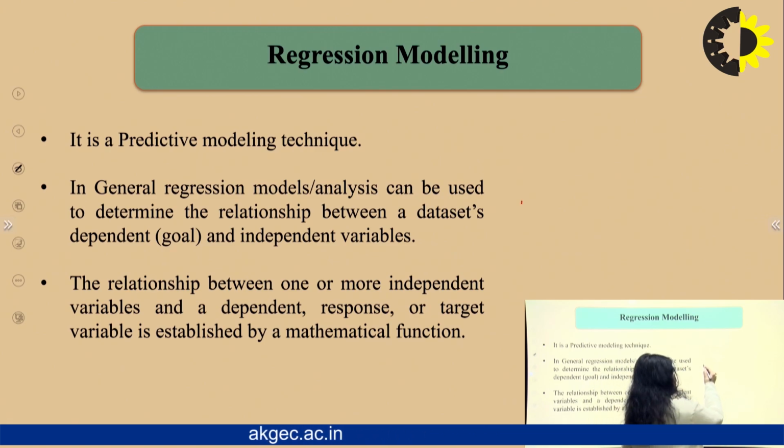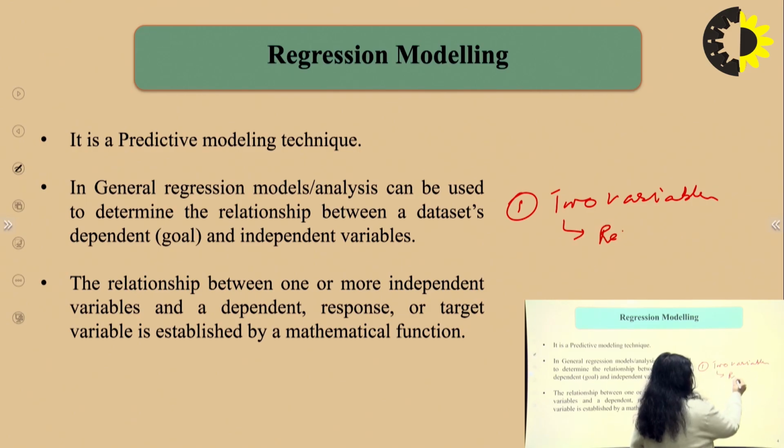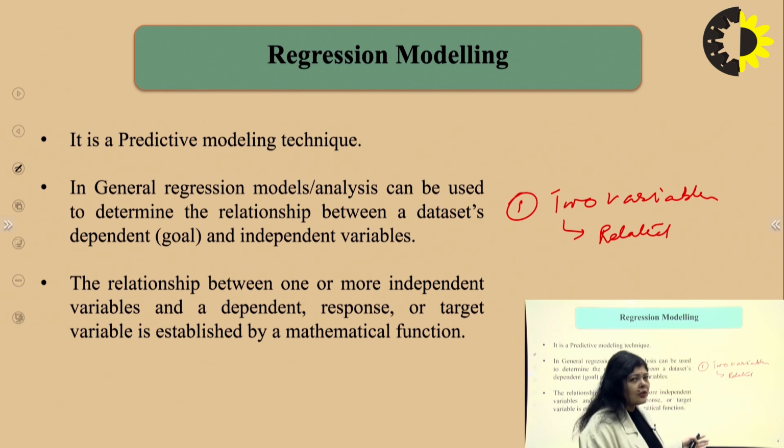The first goal is to find out whether there is a relationship between two variables. Suppose I have two different variables, and I need to find out whether these two variables are related or not, or if they are related, what kind of relationship they have. This we can determine with the help of regression modeling.